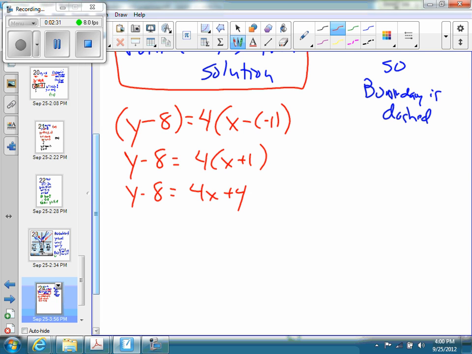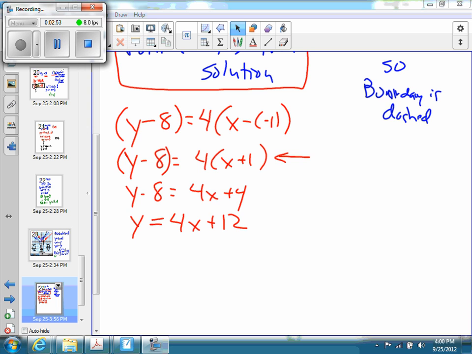So this would have been perfectly fine as my point slope form, but in order to make it an inequality, I need to have my y isolated. So it's y, I'm going to add 8 to both sides, is equal to 4x plus 12.